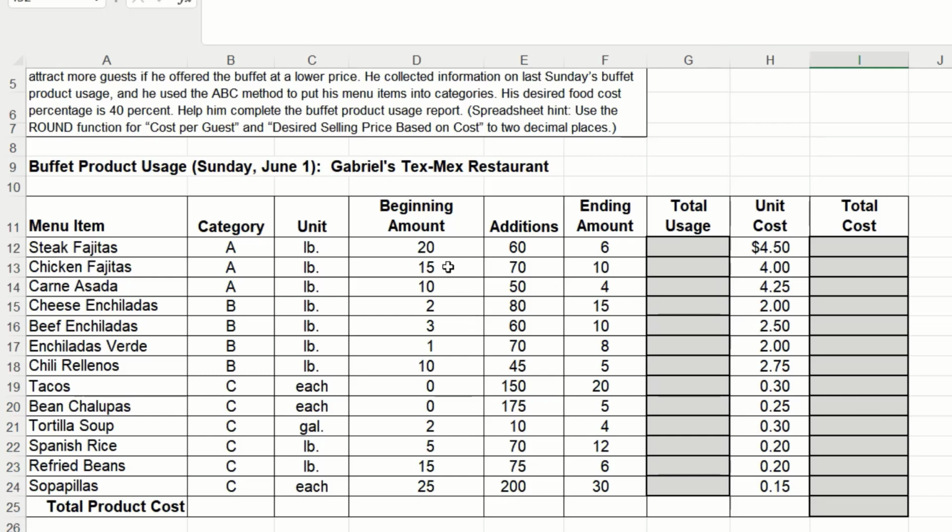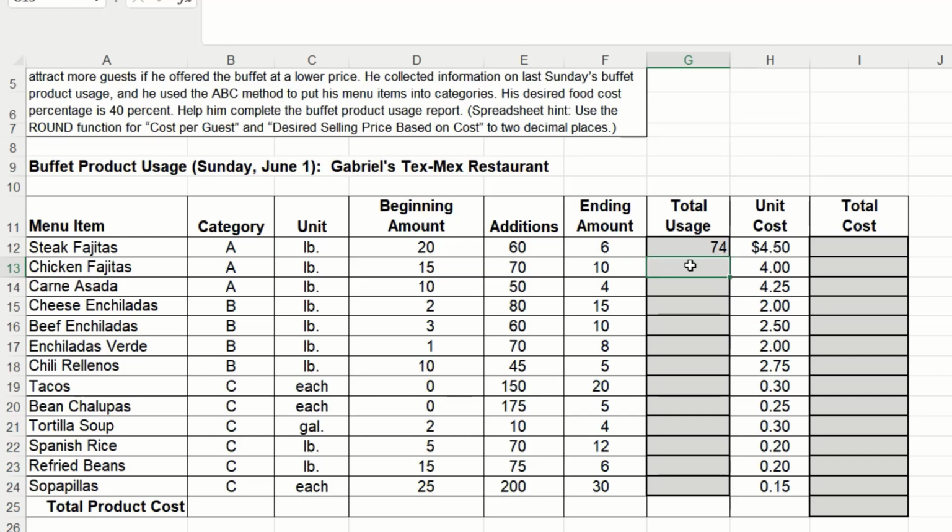So we start out in the chafing dish with 20 pounds, and throughout the lunch shift, we're going to add 60 pounds, and we end up with just 6 pounds left, okay? So we start with 20. We added 60, and then we had 6 remaining, okay? So we used 74 total pounds of fajitas, okay?